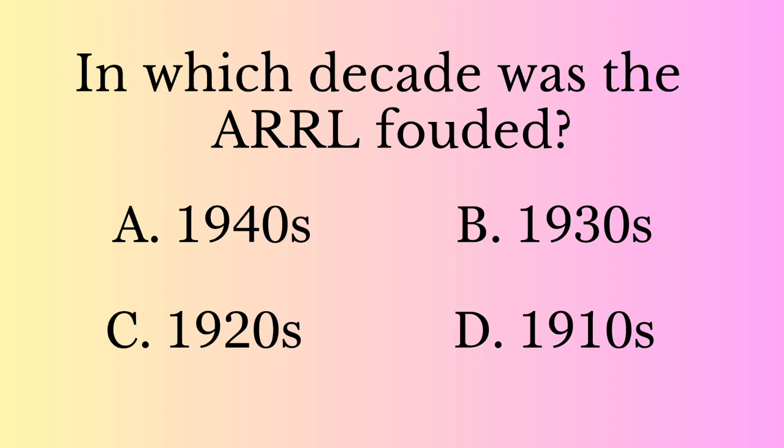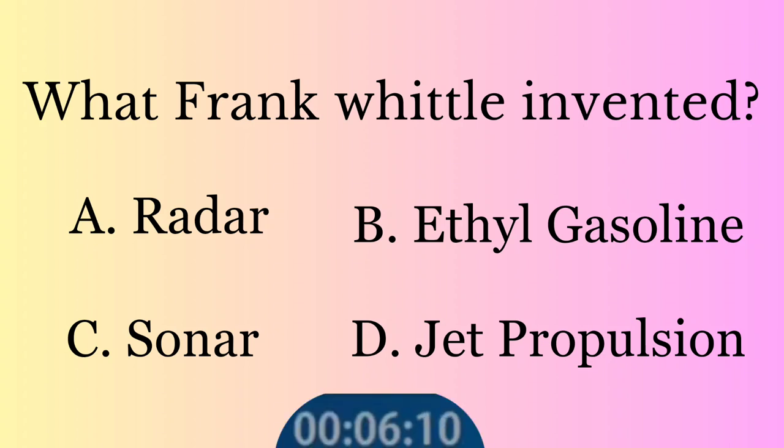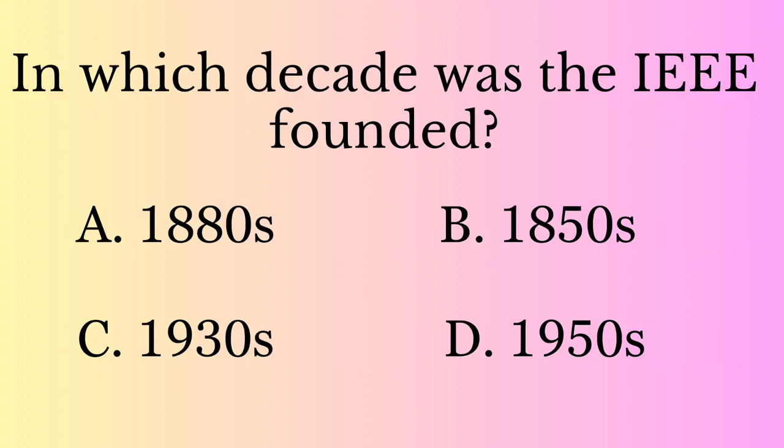When was the American Radio Relay League founded? On April 6, 1914, Hiram Percy Maxim proposed the formation of the American Radio Relay League. What did Frank Whittle invent? Jet propulsion, invented in 1937. When was the IEEE founded?